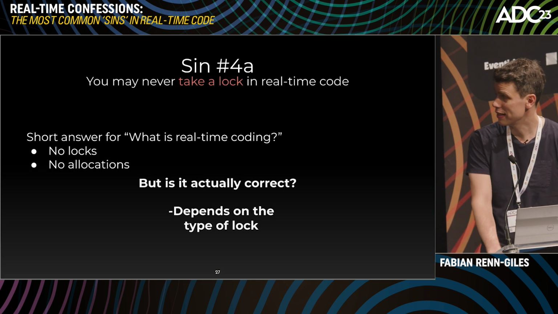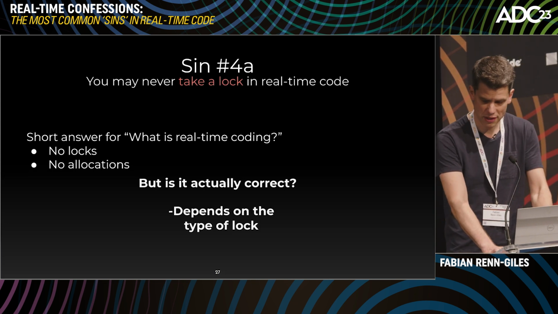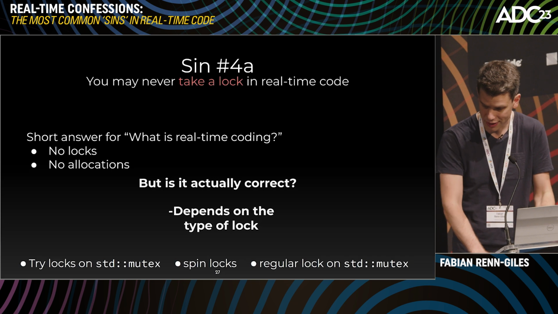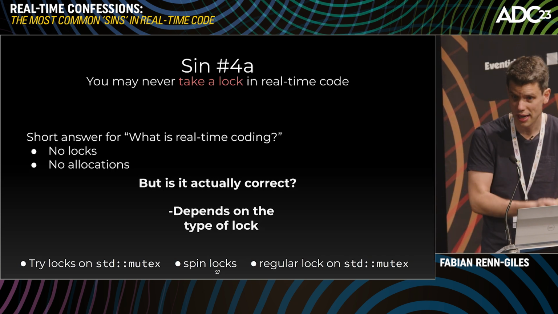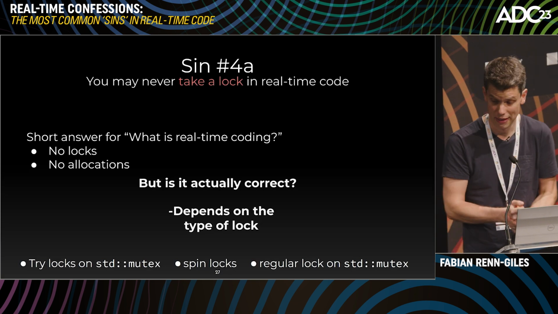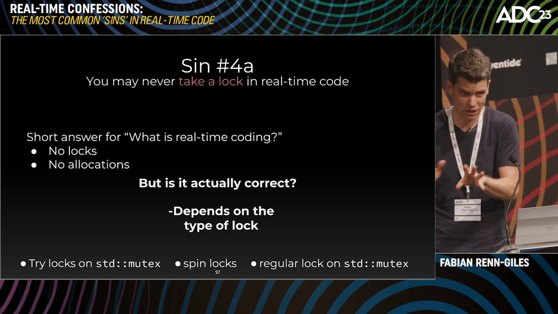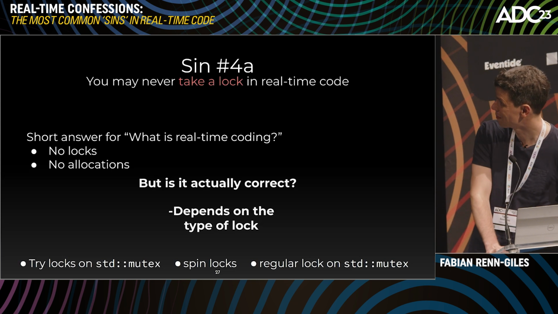And it turns out it really depends on the type of lock. So we're going to discuss 3 different types of locks: a try lock on a std mutex, a spin lock, and a regular lock on a std mutex. And bear with me, this is the longest section of the talk, but it's important.